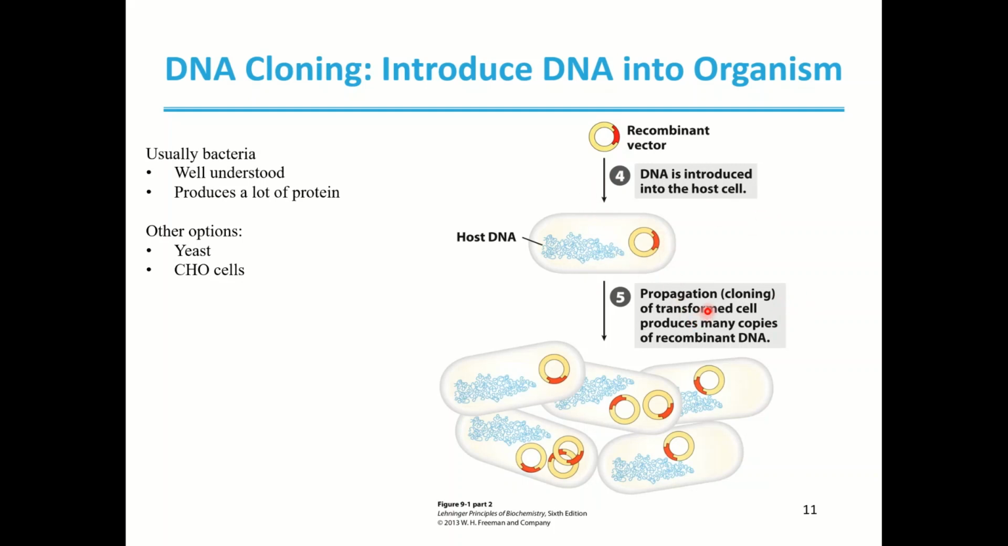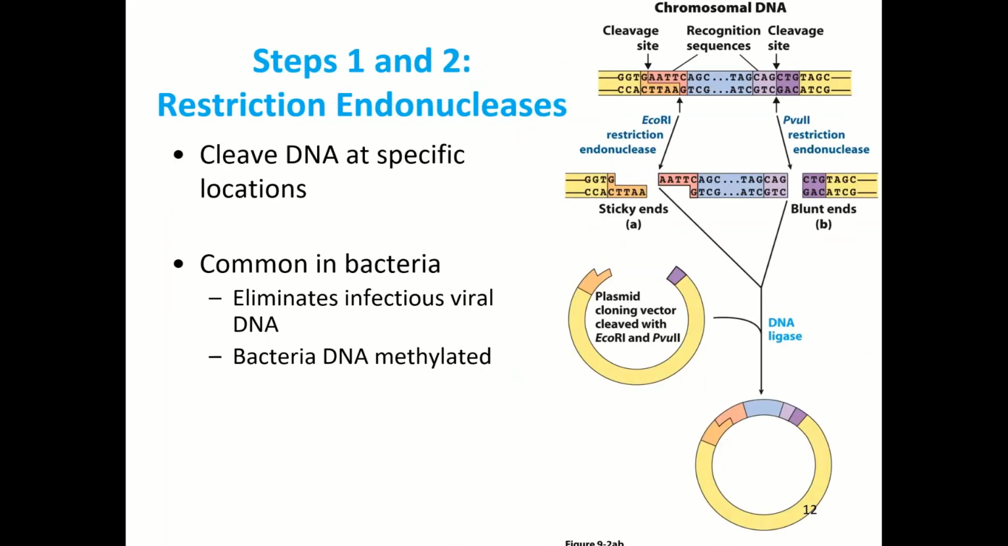After you put that into the host cell, the next step is propagation, and that's where you just let those cells grow. When the cells grow, they're going to make more copies of that plasmid as well. So let's look at these steps in a little bit closer detail.